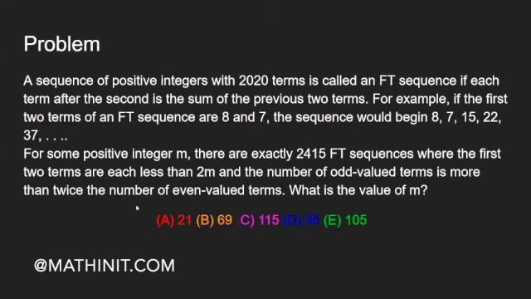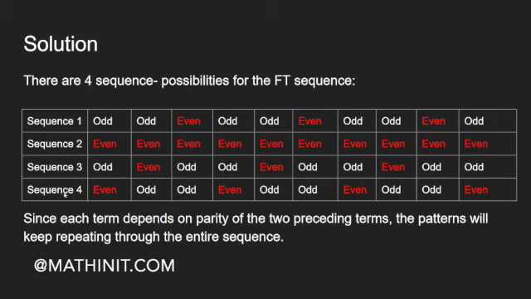Sequence one starts with odd, odd, even. Sequence two, it's all even. Sequence three, it's odd, even, odd. Sequence four, it's even, odd, odd. Since the term depends on the parity, which is whether it's even or odd, of the two preceding terms, the pattern will just keep repeating until it ends.